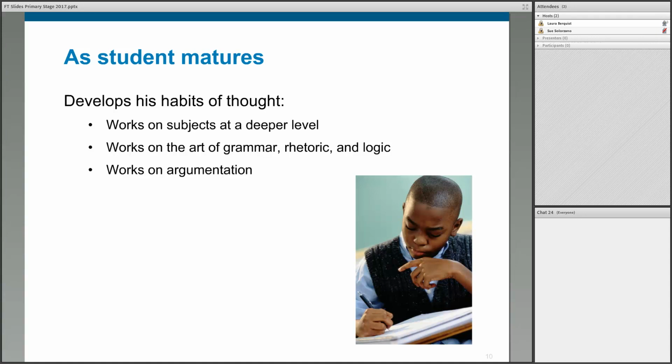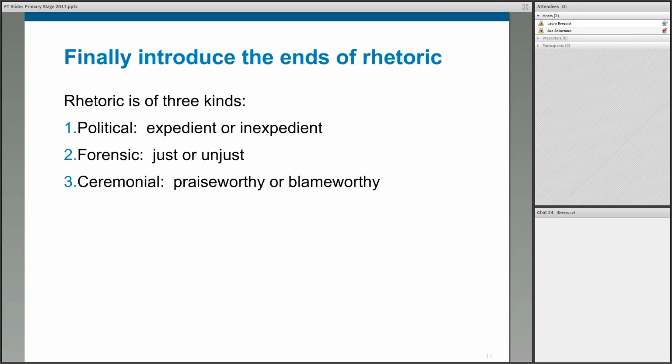We teach them to identify an argument and then construct their own arguments. We teach them to develop their thoughts in paragraphs so that they can develop them later in essays and papers and speeches using the rhetorical modes. We explicitly, with our older children, introduce the ends of rhetoric into their regular assignments.